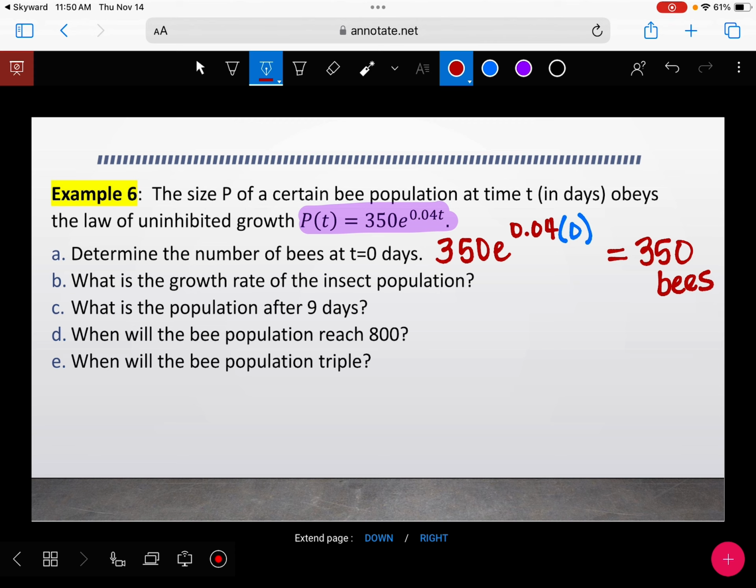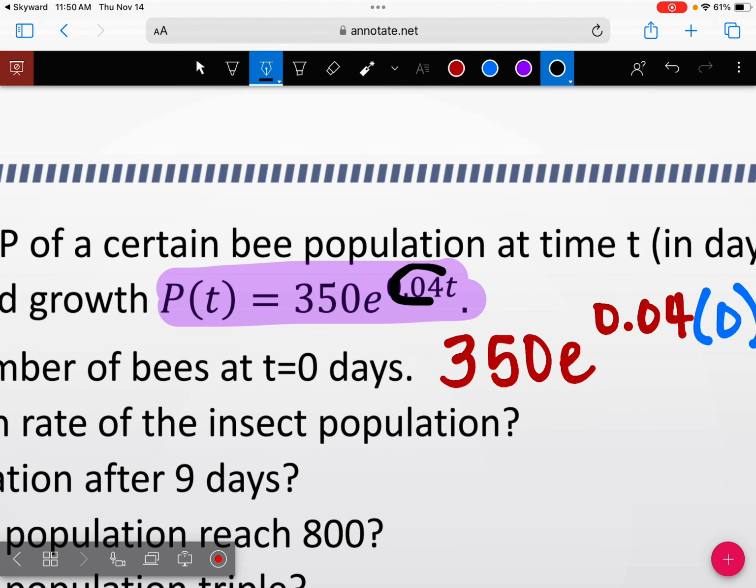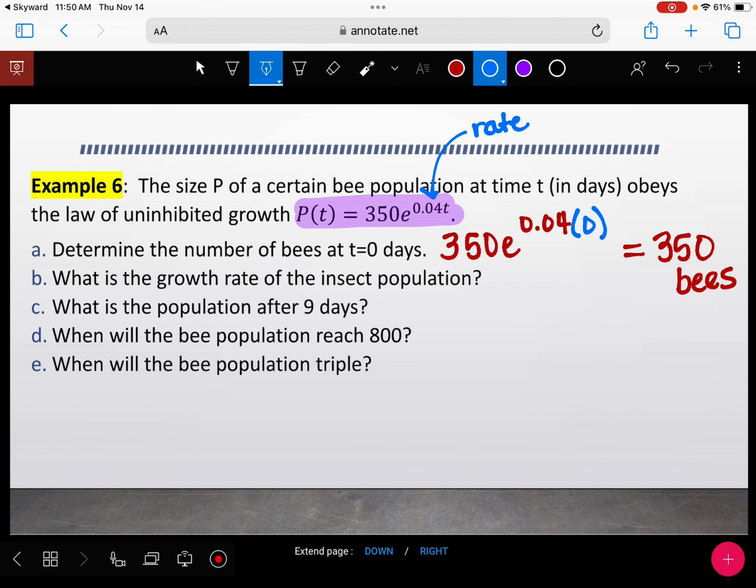The growth rate of the population is in the exponent, okay? So the growth rate is R. This stands for your rate, because remember, if you go back to the formula we talked about yesterday, it was e to the power of RT. R was the rate, T was time. Same situation here. Your growth rate is 0.04, or 4%, because if you multiply that by 100, that becomes 4%.